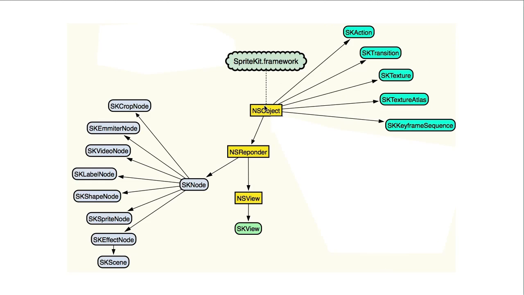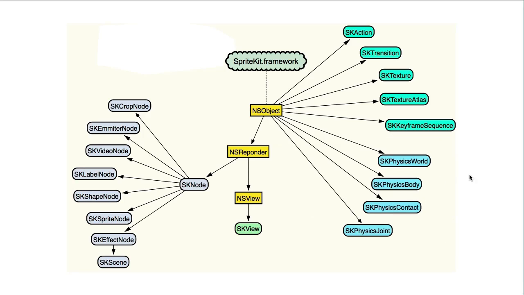Now there are also classes that inherit directly from NSObject: action, transition, texture, texture atlas, and keyframe sequence. You have also some other subclasses from NSObject, which have to do with handling the physics: physics world, physics body, physics contact, and physics joint. These are all the new classes, 19 of them.